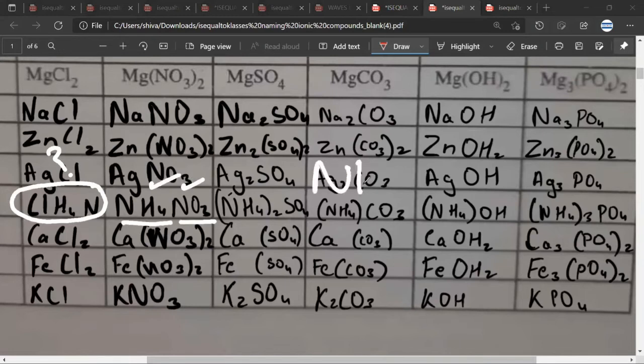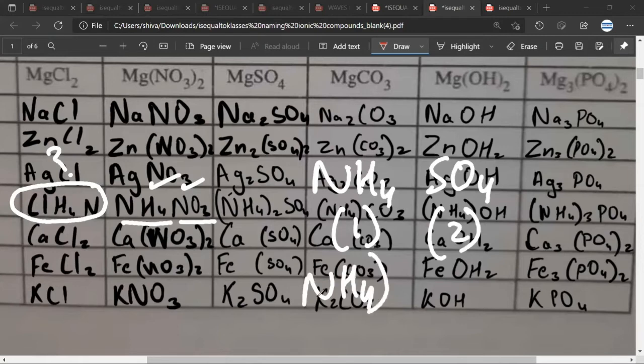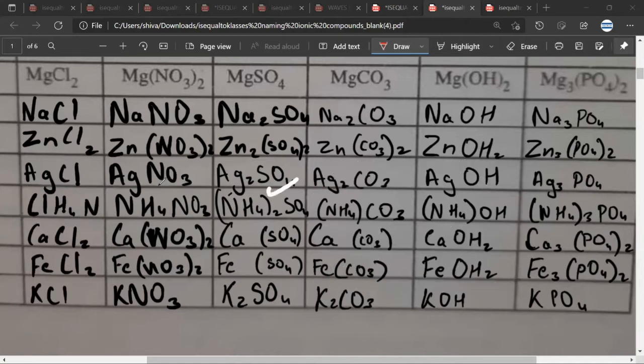So NH4NO3 makes full sense. Why? NH4 is 1, NO3 is 1. By crisscross, this is NH4NO3. Absolutely correct. (NH4)2SO4. Why (NH4)2SO4? Because sulfate as a group has a valency of 2. By crisscross, NH4 as a group will get this valency 2, shared by the whole of the group. So (NH4)2SO4 is completely correct. Mr. Satya, is it correct or incorrect? So it's incorrect.